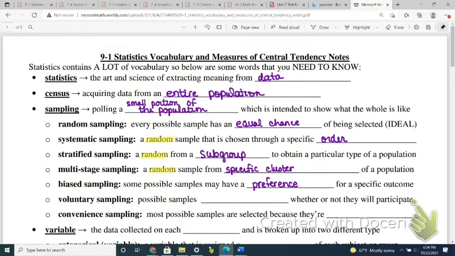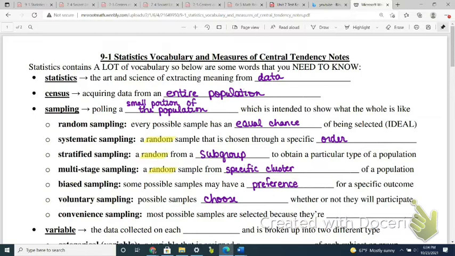Voluntary sampling, and this is when possible samples choose whether or not they participate. Now, this one is necessary. If you are in a medical trial, you can't force people to participate in a medical trial. They have to choose to do it. So it's not something where you can say, I want to pick every fifth person that walks through the door, because they have to agree to participate because they are taking things into their body.